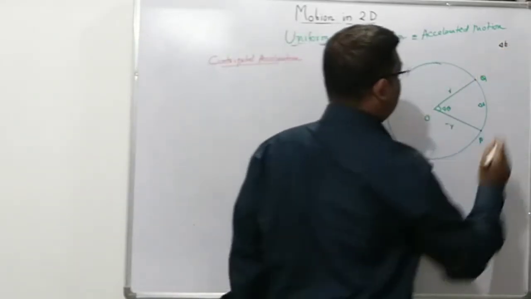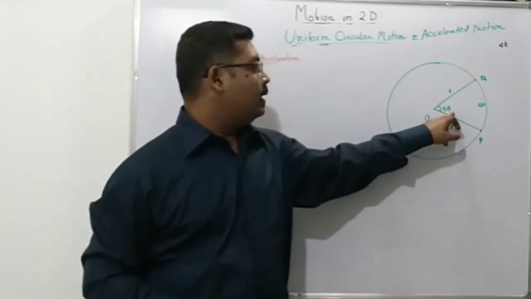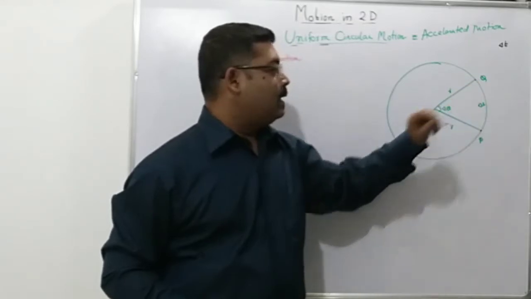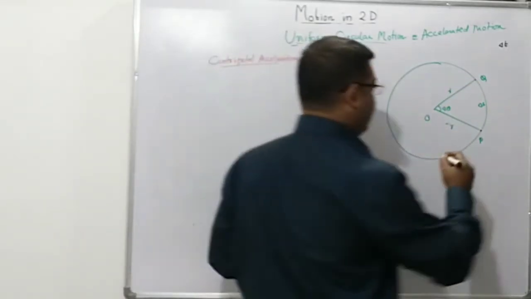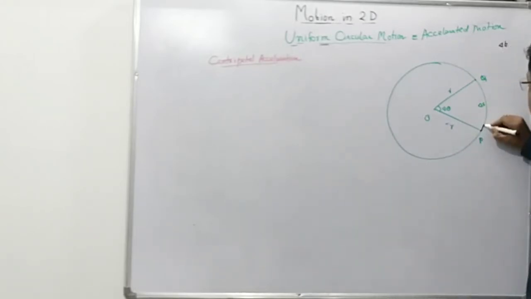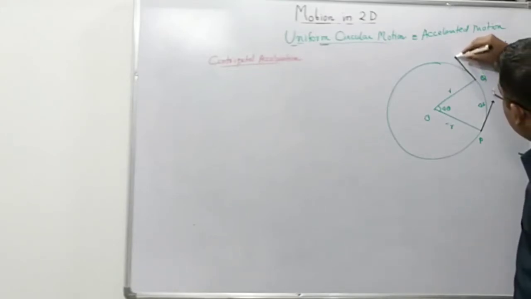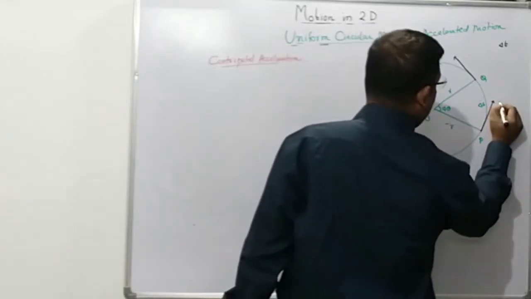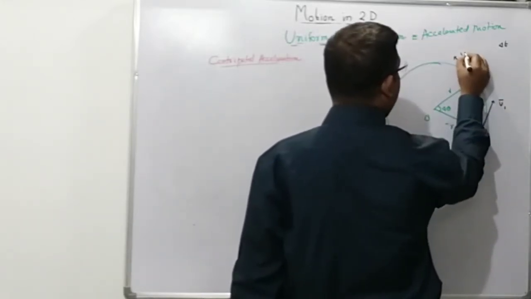delta t rather, it moves from point P to Q. The angle subtended at the center is delta theta, and the arc length PQ is delta S. Okay, so the velocity at this point was along this tangent, and at this point is along this tangent, right? The magnitudes are equal, however, the directions are different, so we are taking two different velocities, V1 and V2.